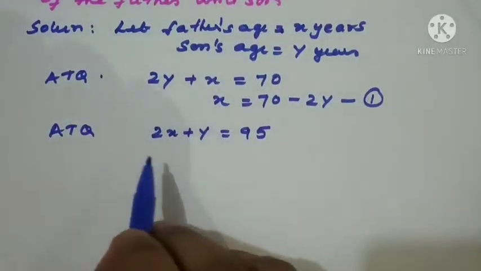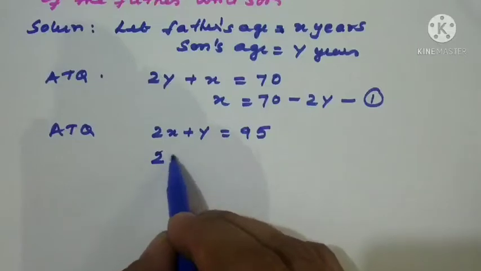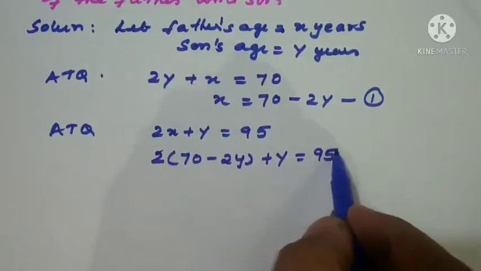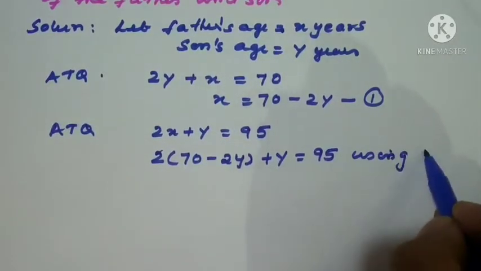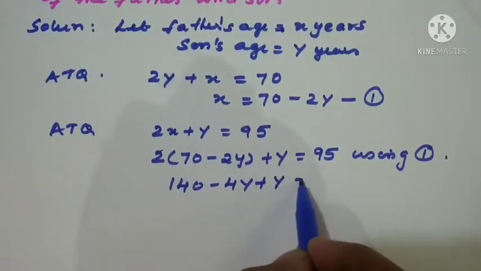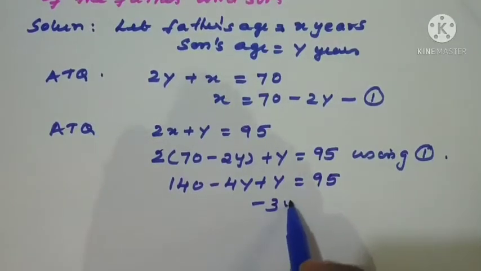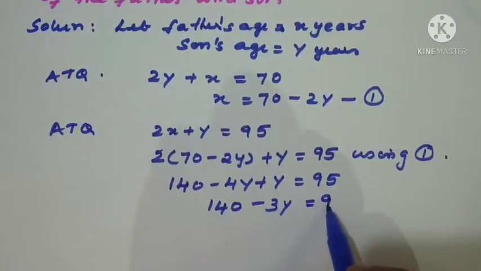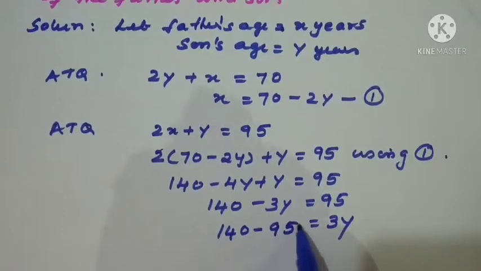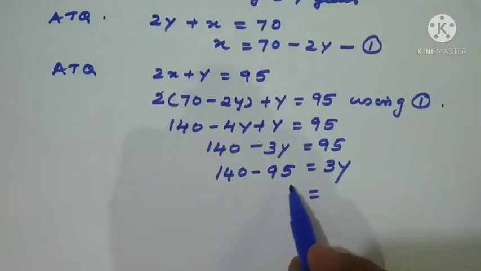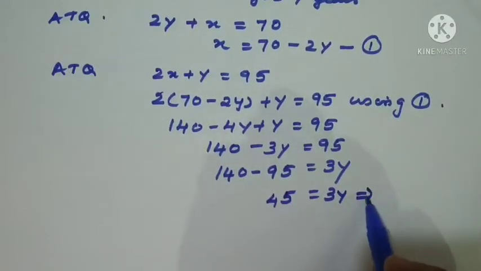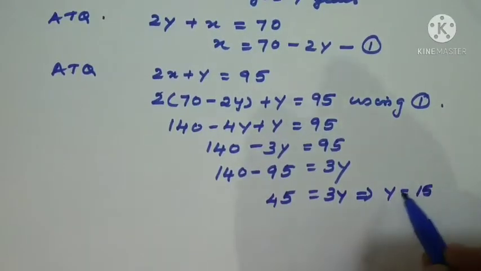So substitution method, we are substituting the value for x only. So 2 into (70 minus 2y) plus y equal to 95, using 1. 140 minus 4y plus y equal to 95. So minus 3y here and 140 here equal to 95. So I am taking 3y to this side and 140 minus 95. After the subtraction, 45 equal to 3y, therefore y equal to 15.